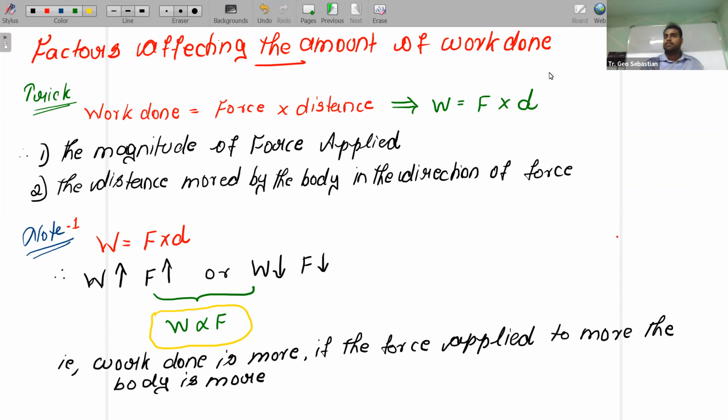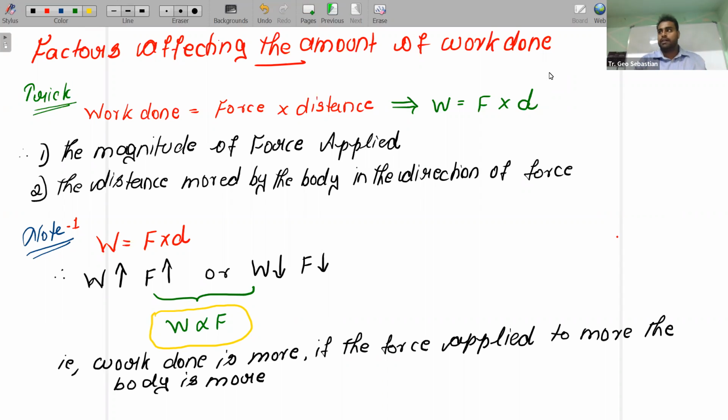Here we are going to discuss the factors affecting the amount of work done. In order to explain that concept, I introduced a small equation, W is equal to F into D, or work done is equal to force into distance. Children, what are the factors which affect the amount of work done? The first factor, from this equation only, you can understand. The first factor is the magnitude of force applied. How much force you apply, that is the first factor which affects the amount of work done.